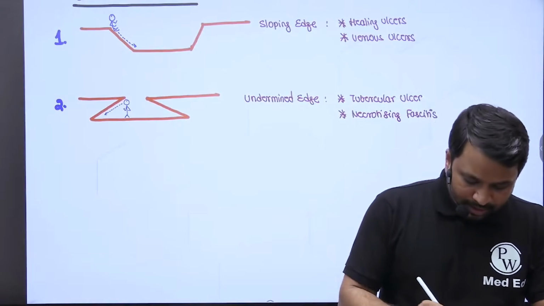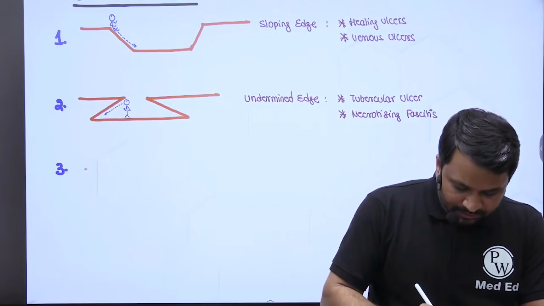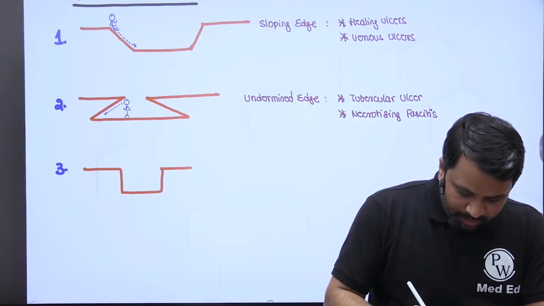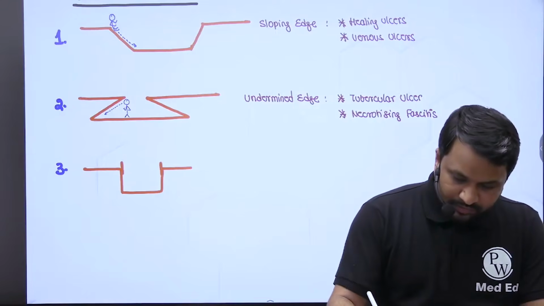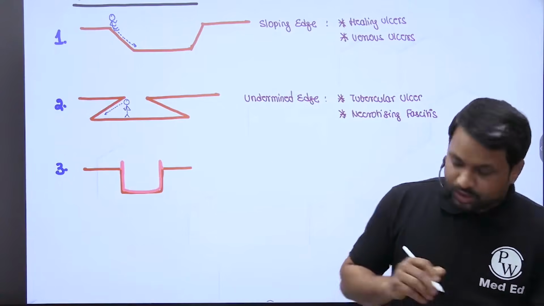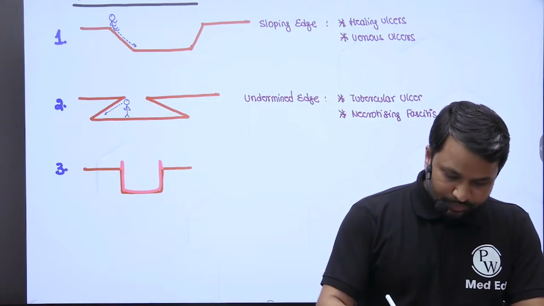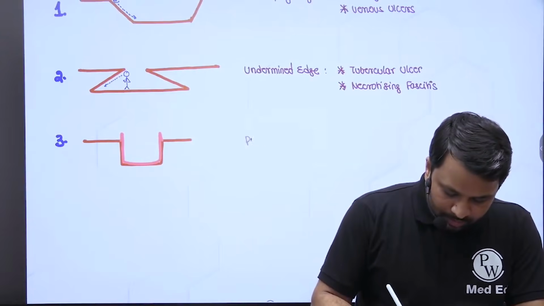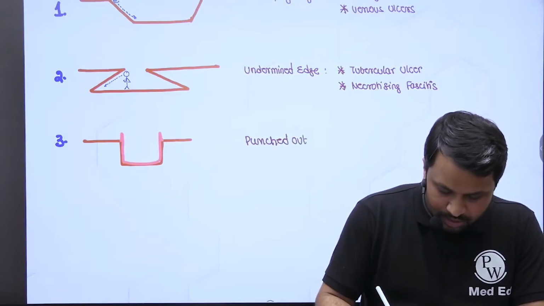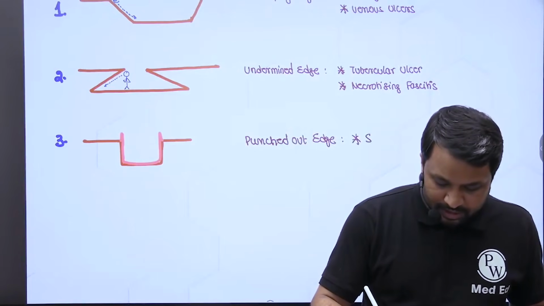Now the third edge that you will see is a punched out edge. You will see this is the surface of the skin, and this is the ulcer depth, but the ulcer is going to elevate above the surface of the skin. If you see this is the ulcer's border, the ulcer will be like this, right? So if the ulcer's edge elevates above the margin, this is what we call the punched out edge. Now, where do you see a punched out edge? It is seen in your syphilitic ulcer.